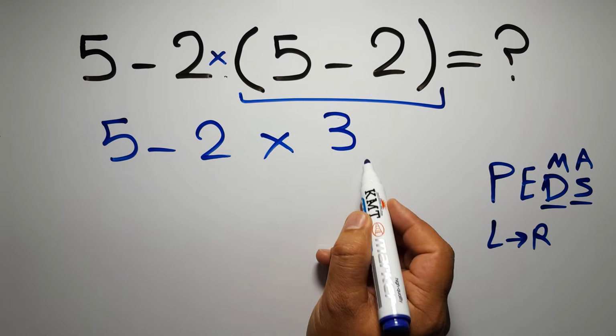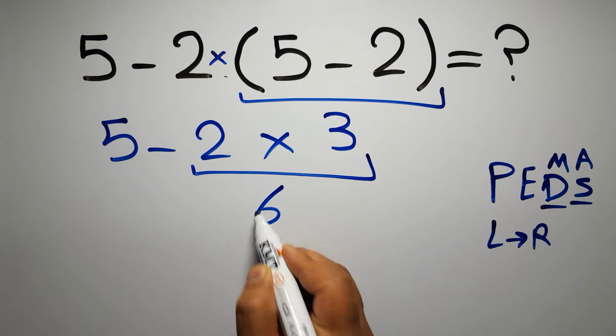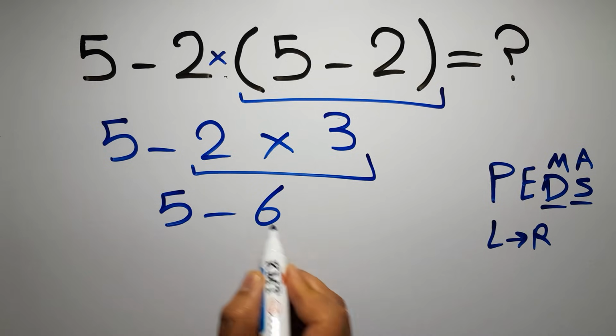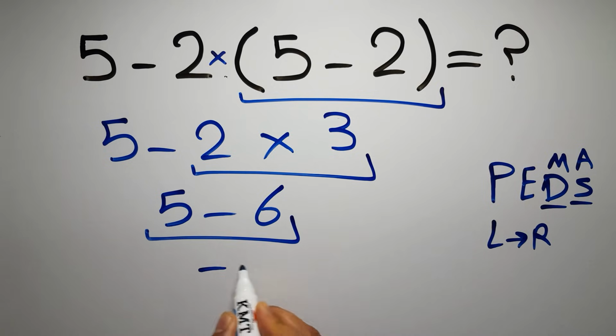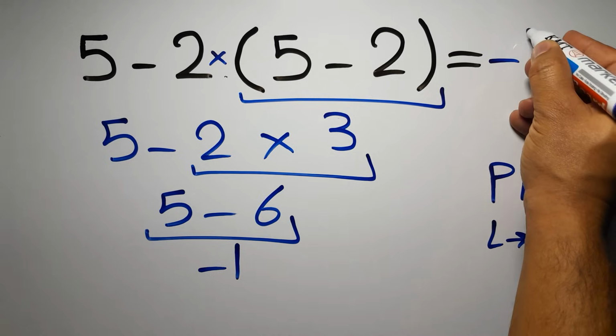2 times 3 equals 6. So 5 minus 6, which equals negative 1. And this is our final answer to this problem. The correct answer is negative 1.